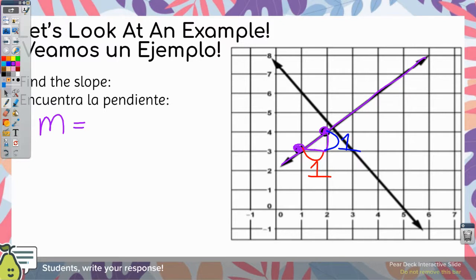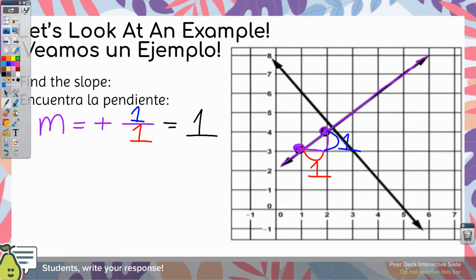The slope is going up, it's positive, so that's a positive. And then rise over run, so 1 goes on top, and the other one goes on the bottom. And you can finish it up and say that my final answer is +1.